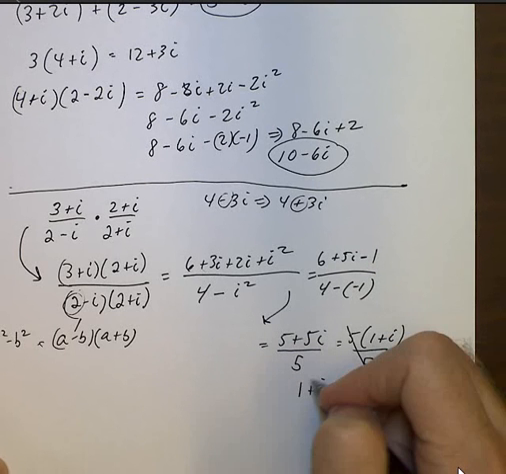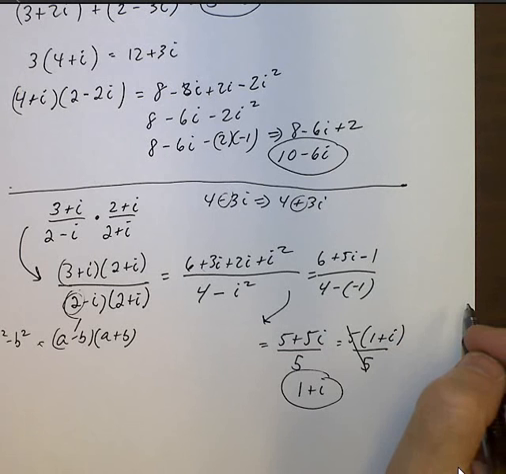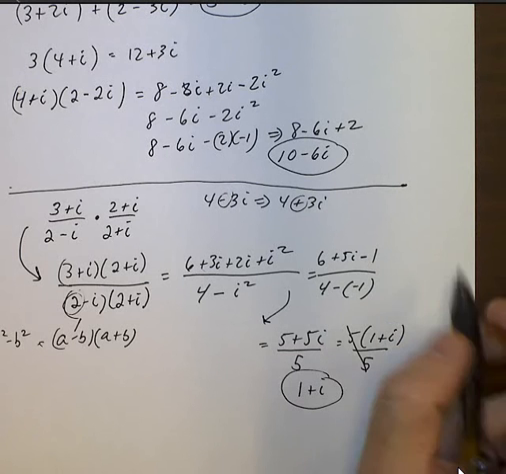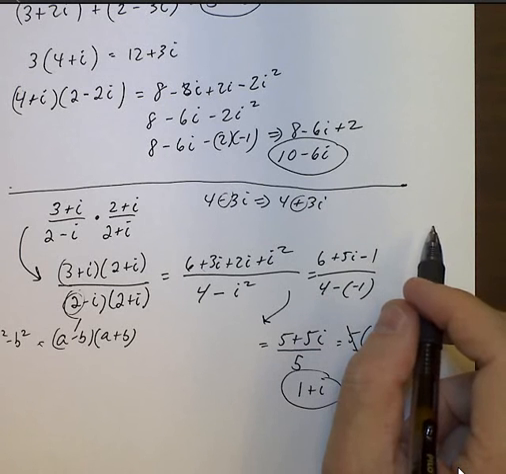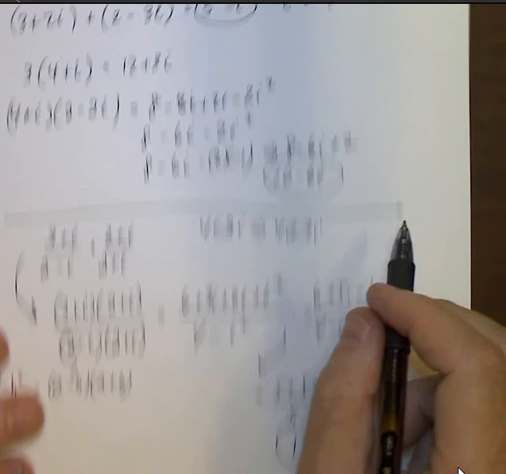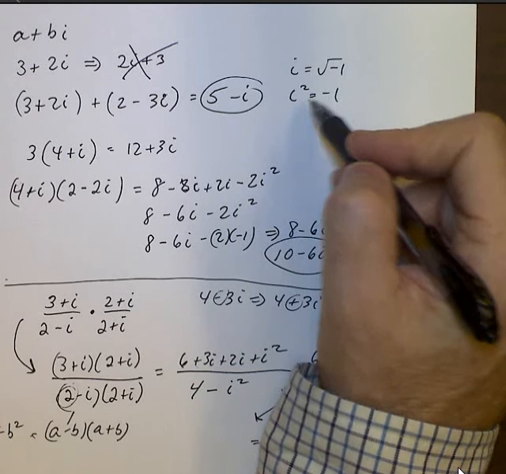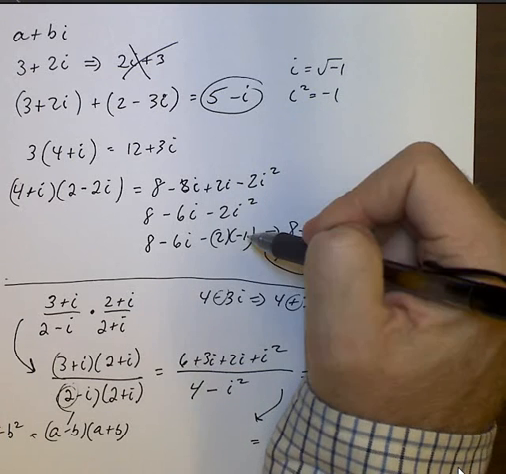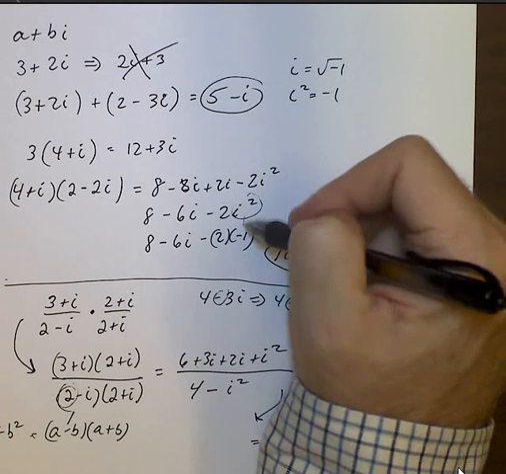So that's the basics of manipulating complex numbers. I can do addition and subtraction, which is simple. When I do multiplication, always remember i squared is negative 1. Never leave an i squared in your answer. Always take that i squared, make it a negative 1.